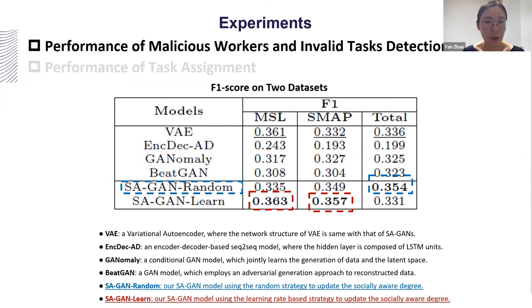The other method, GAN random, uses a random strategy to update the socially aware degree. It achieves comparable accuracy in both datasets. When considering the total accuracy, SE-GAN random shows the best performance. We can see that SE-GANs can achieve high accuracy.